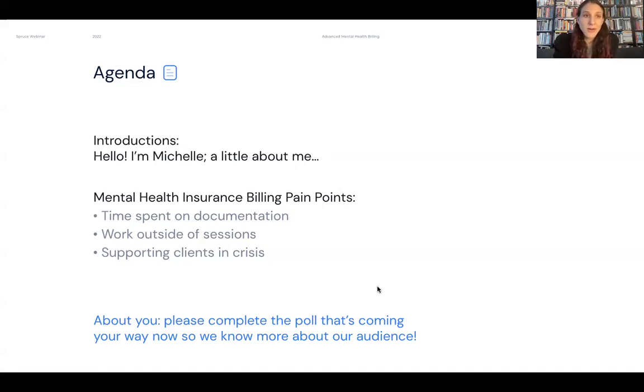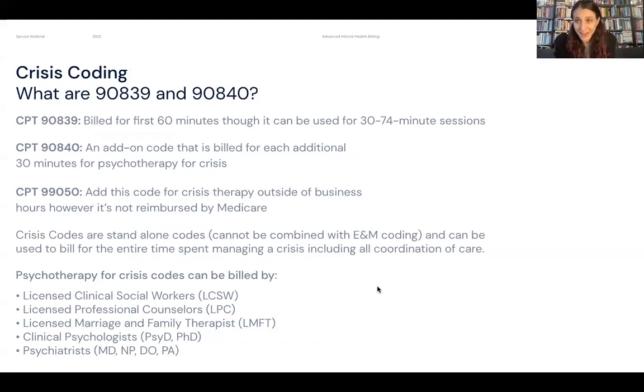So crisis coding. What are 90839 and 90840? CPT code 90839 is billed for the first 60 minutes, but can be used for 30 to 74-minute sessions. CPT code 90840 is an add-on code that's billed for each additional 30 minutes of psychotherapy for crisis. CPT code 99050 is less common because it's not reimbursable by Medicare. So many insurance billers will not cover this code, but it is a code that can be added for crisis therapy outside of business hours.